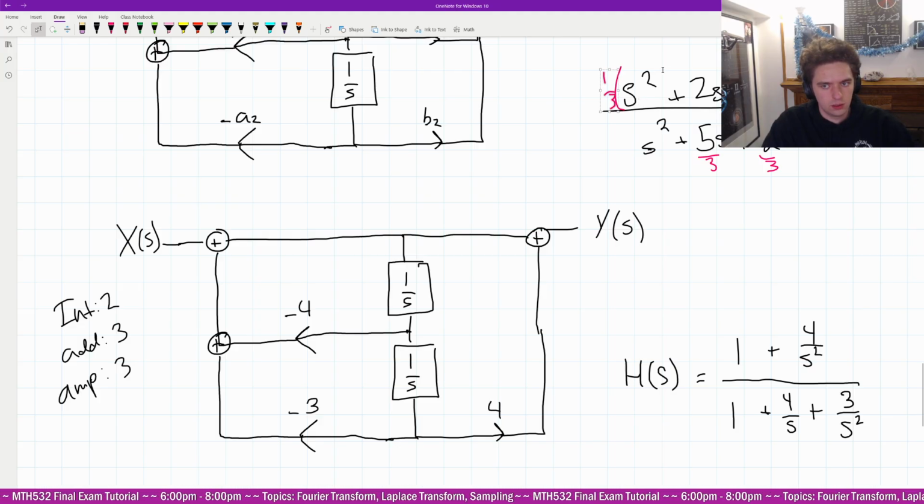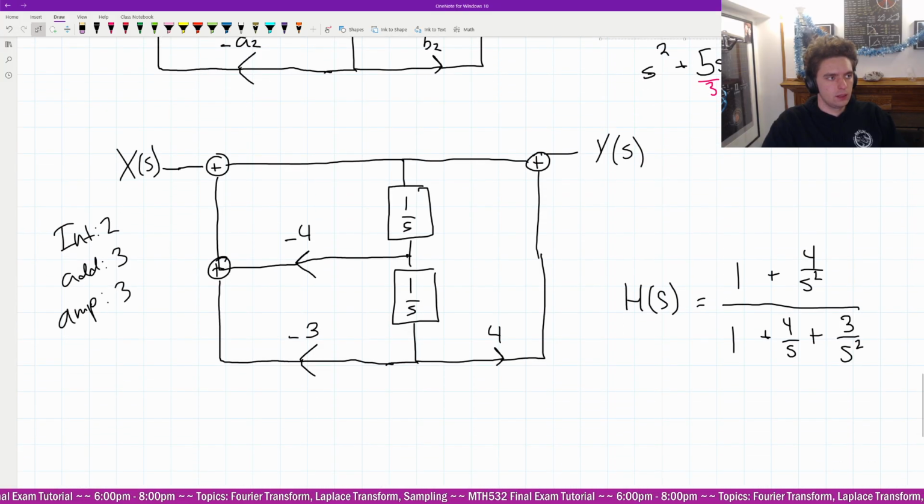A0 is 1 right here. Oh, sorry, but before I fixed it, A0 was not 1, it was 3. But now I've gotten into an equivalent form in which it is 1, because it's 1 over s squared. The a's are on the bottom and the b's are on the top. Okay, great. That's that.